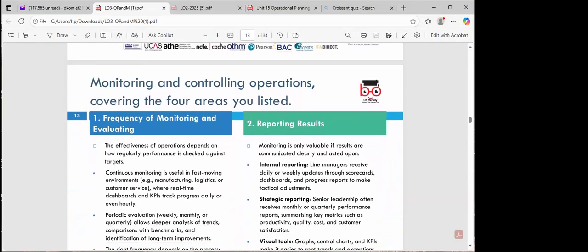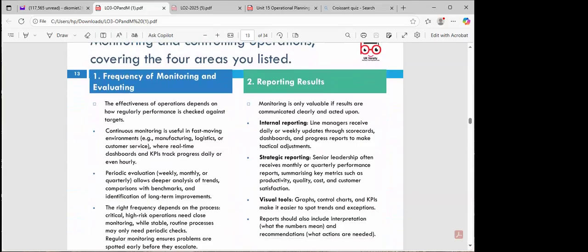Now let's look at monitoring and control of operations, covering 4 areas: frequency of monitoring and evaluating, and reporting results. In reporting results, you have to look at internal reporting. Line managers receive daily or weekly updates through scorecards, dashboards, and progress reports to make tactical adjustments. Strategic reporting: senior leadership often receives monthly or quarterly performance reports summarizing key metrics. Visual tools, graphics, control charts, and KPIs make it easier to spot trends and exceptions. Reports should also include interpretation, what the normal means, and recommendations, what actions are needed. Very, very important.